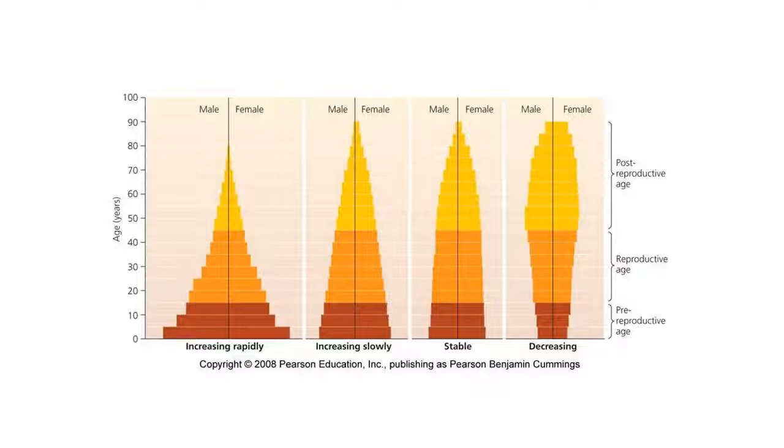We can also look at it this way, where we can see an increase rapidly. Like how Mexico was in the last one, we get this real quick increase. We have increasing slowly, where we can see it's less of an increase right here. We can see stable, which is closer to being a straight line. And then we can also see a decrease, which is where it starts to curve in like that.